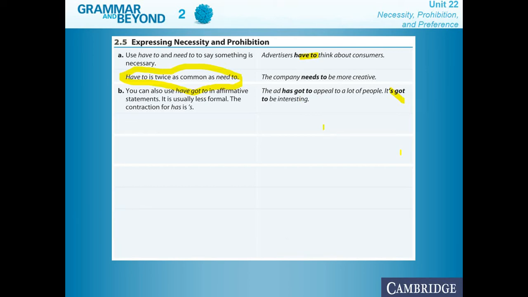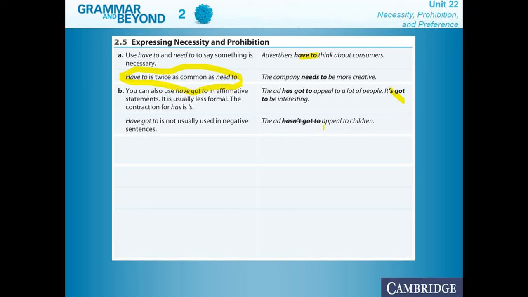Okay? Something that I want you to remember is that it's less formal, so that means that in written form we are never going to use it. We're going to use have to or need to. Have got to is not usually used in a negative form. What I told you the last time is that we are not going to use that for negative forms. That's why in the structure you didn't have it.